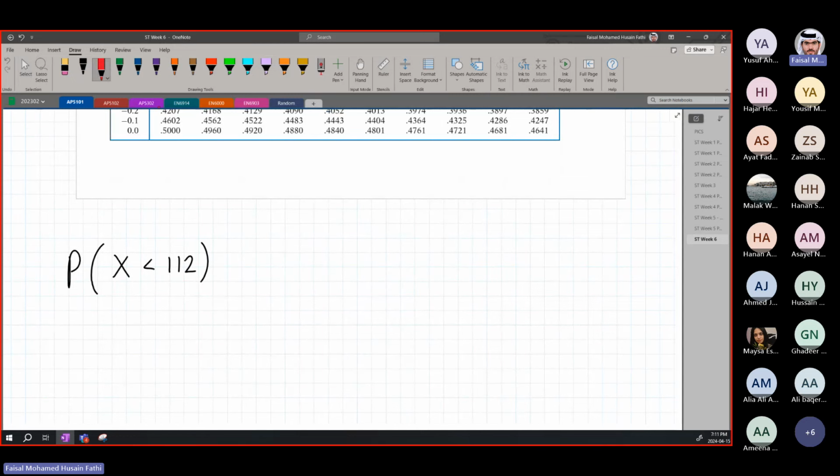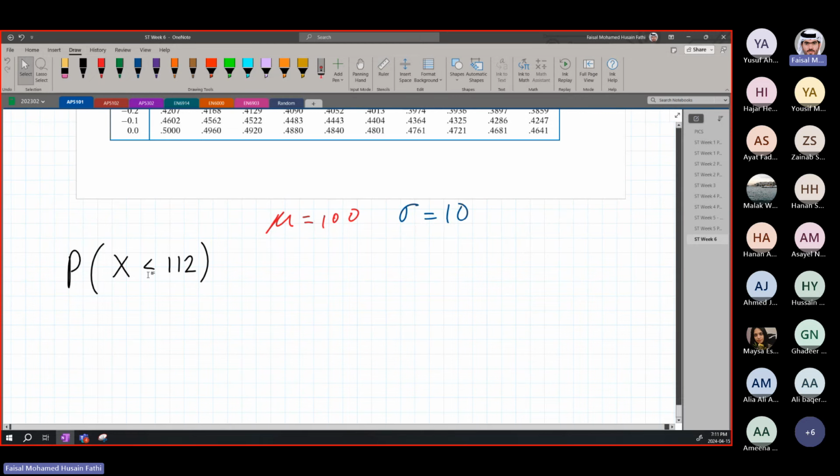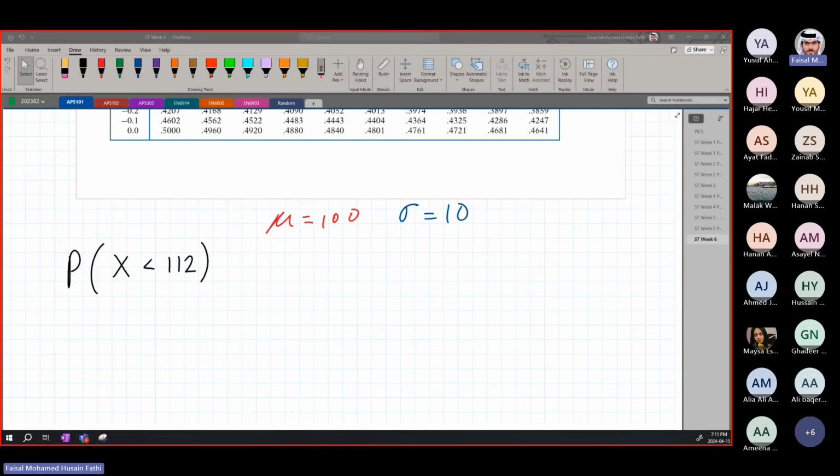Remember, we already have mu equal to 100 given in the question and our standard deviation equal to 10. Do not forget this. Do not forget how to find your z value first. That's the most important thing. If you can't find your z, you cannot solve anything else.